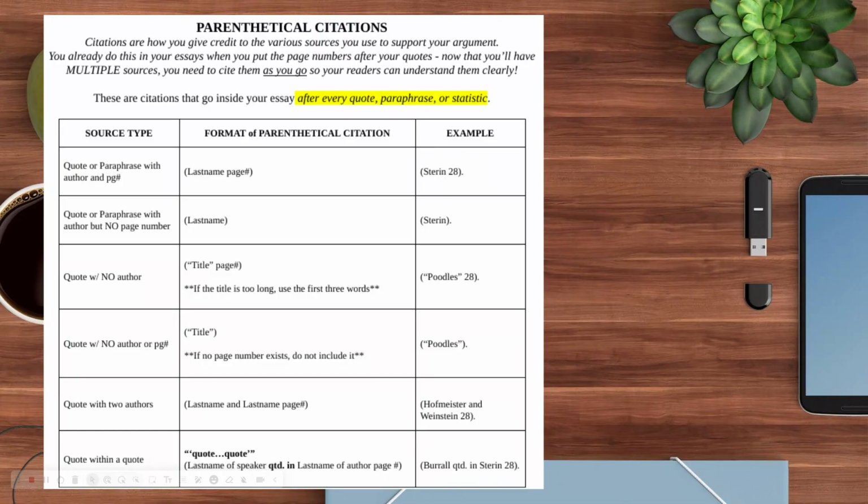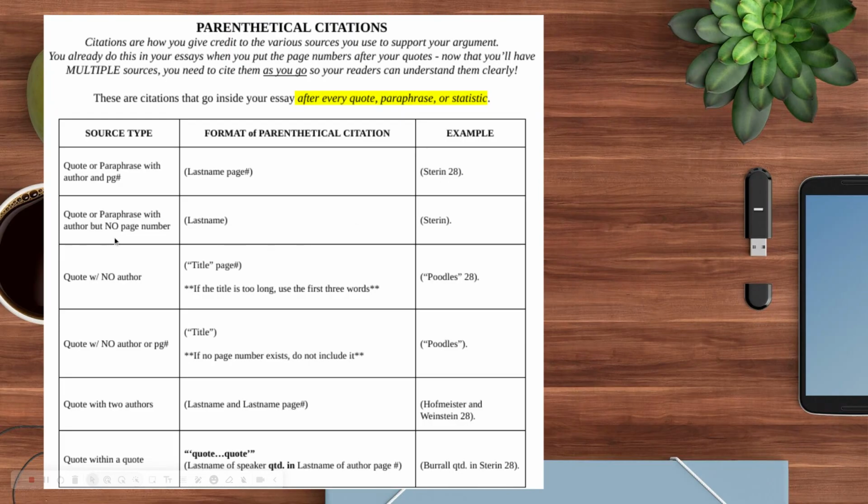If you take a look at it, right, the English 10 team put together this resource to kind of make it easier for you, no matter what your situation is, to figure out how your citation is supposed to look. So if you look at the top one, right, if you have a quote or a paraphrase that does have an author and a page number, then you would just put the author's last name and the page number in parentheses, just like this, right? Sterin is the author's last name, 28 is the page number where the quote came from.